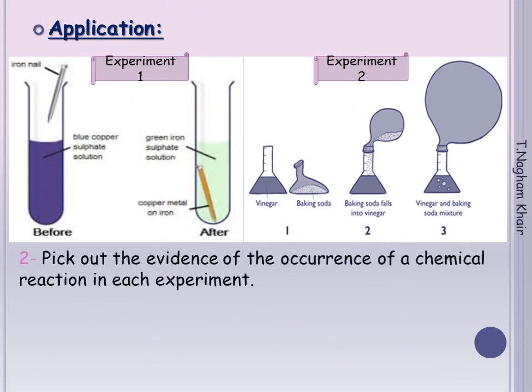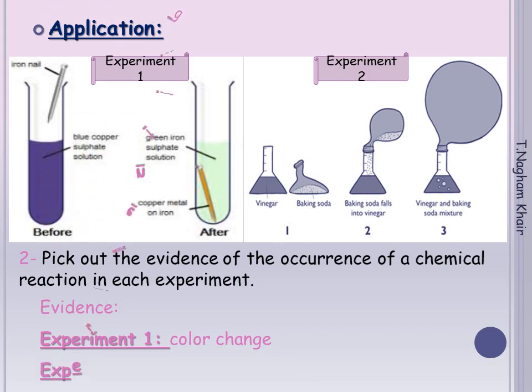Pick out the evidence of the occurrence of a chemical reaction in each experiment. As we said, and as we are observing, in experiment 1 the color changes from blue to green in the solution and from silvery into brown orange in the iron nail. So the evidence in experiment 1 is the color change. However, in experiment 2 we see air bubbles and the balloon blows. So there is a release of gas. Then the evidence is gas release.